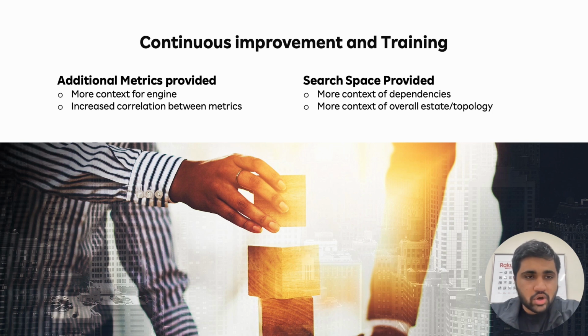So, how does one improve upon this model? You can improve upon the model by providing more metrics. So, providing more metrics can give the model more context as to what's going on. Some metrics which may seem irrelevant to you and which you may believe are not necessarily required to isolate issues might actually be correlated in some way to some important crucial metric. And as humans, we may not be able to figure that out, or even if we are, it'll take a lot of time. Again, providing those additional metrics gives more context for the engine and increases the correlation between metrics and can help isolate issues faster.